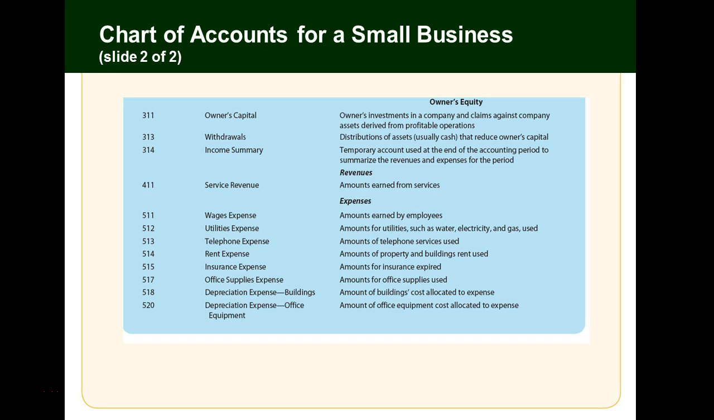And then 4s, do you see how there's only one revenue we have here? It's service revenues, and it's in the 400 series. Then last, all of our expenses are in the 500 series. So the chart of accounts lists by groupings all the accounts that we use for this business. These are the only accounts a company can use because they're listed in their chart of accounts.